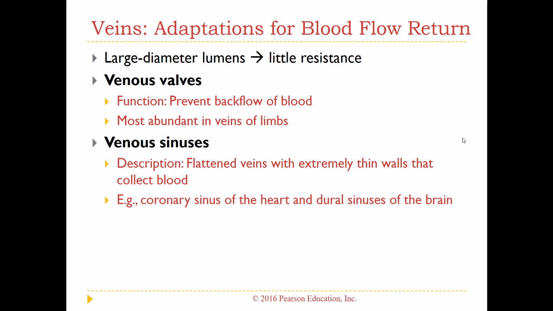We also sometimes find sinuses, just like the coronary sinus that you saw with the heart, and the dural sinuses of the brain. These are very flat veins that have extremely thin walls, much thinner than a typical vein, that help collect blood from an organ like the heart or the brain in order to then shunt that blood back to the heart.